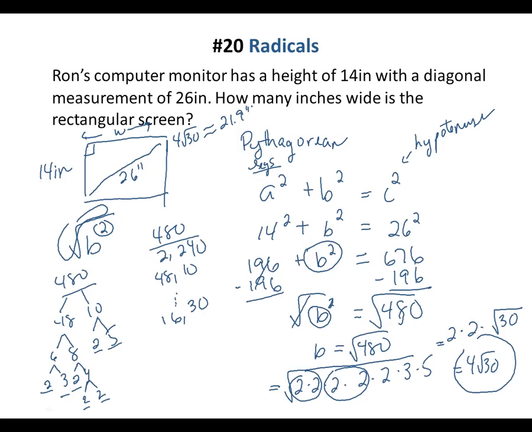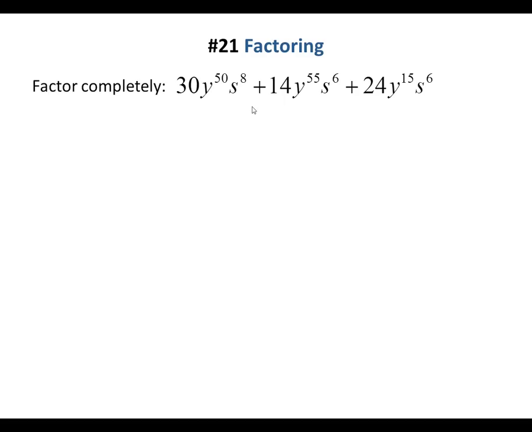I'm running out of space here. So that's one pair of twos that came out, another pair of twos that came out, and then inside the square root symbol, I'm left with 30. So that's 4 square roots of 30. On your final exam, you don't have a calculator, so that's all you can do on your final exam. Realistically, if you're looking for the length of a monitor, you don't want a square root, so you would run into a calculator and get that 4 square root of 30 is approximately 21.9 inches.